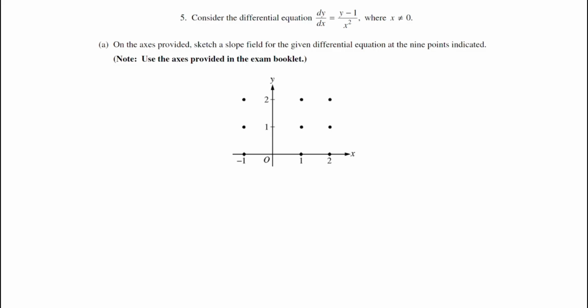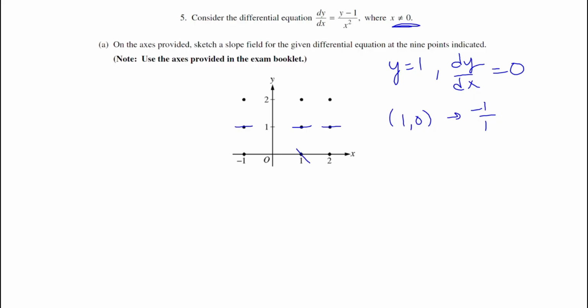So we'll note that whenever y is equal to 1, the numerator of that is going to be 0, so dy dx will be 0, since we're excluding values of 0 for x. So we'll just draw horizontal lines whenever y is 1. And then with only 6 points left, we might as well just plug in the values. If we put in 1, 0, 1 for x and 0 for y gives us negative 1 over 1, so a slope of negative 1.